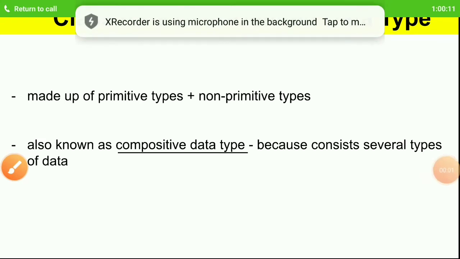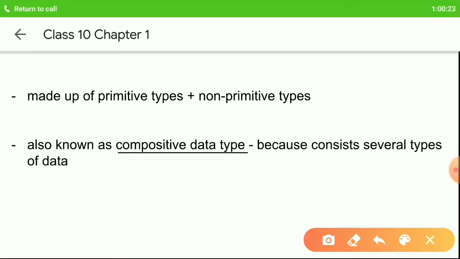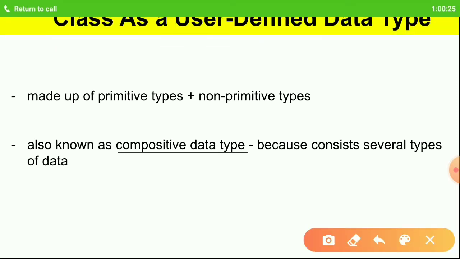So let's sum it up. User defined data types are a combination of primitive types plus non-primitive types. That is why they are also known as composite data types, because they contain different kinds of data. A user defined data type contains different types of data. That is why it is known as a composite data type.